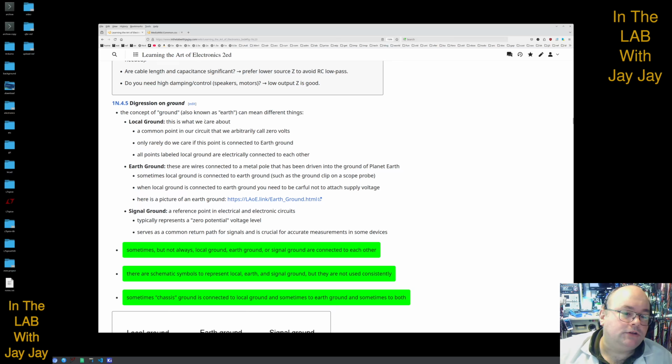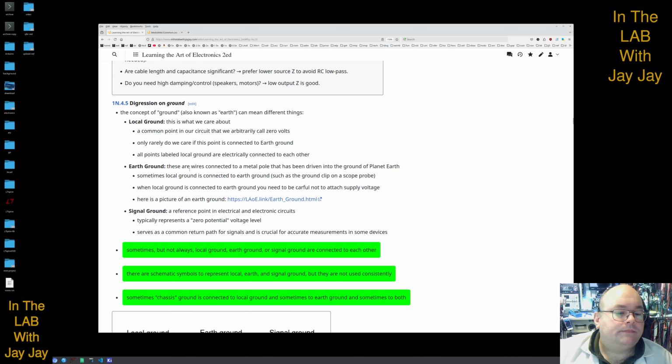So the local ground, which is usually what we care about, is a common point in our circuit that we arbitrarily call 0 volts, and only rarely do we care if this point is connected to the earth ground, which we'll discuss next. All points labeled local ground are electrically connected to each other. So it's important to remember that that ground symbol, everywhere it turns up, is actually just one point. All of those points are connected together.